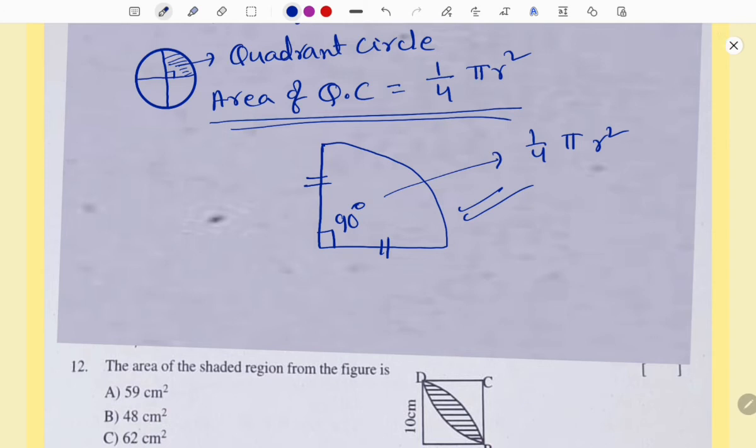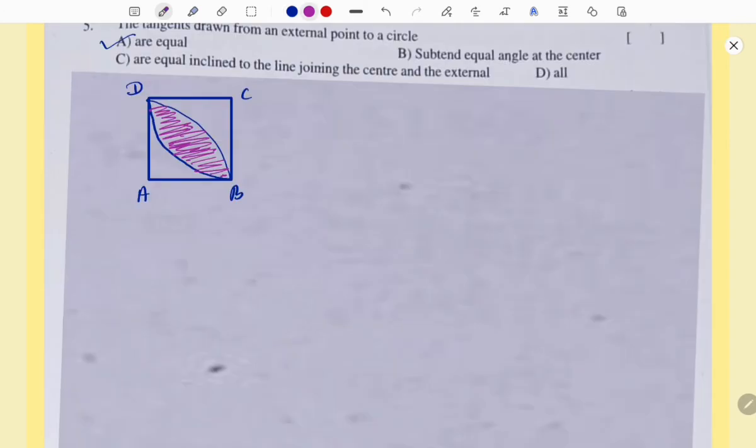Okay? Once you see this figure, here ABCD is a square. What is the meaning of this square? Each angle is 90 degrees. So here the angle is 90 degrees, here also 90 degrees, here also 90, here also 90 degrees. Okay, whatever it may be. Once you see this figure, suppose in this figure this is the shaded region, this is the shaded part. How can you find out the area of this shaded part?